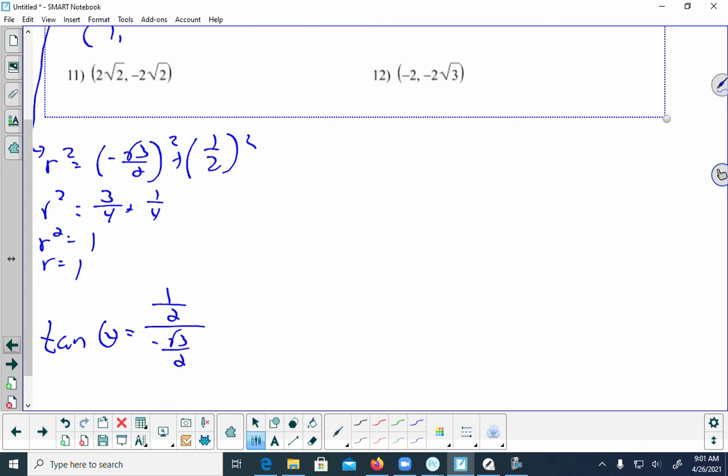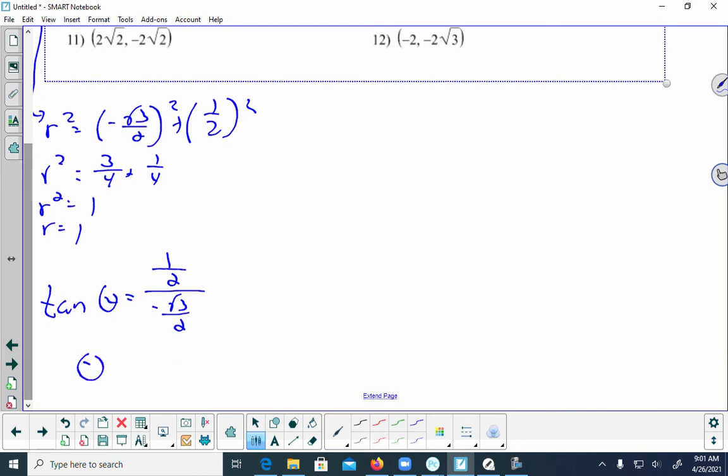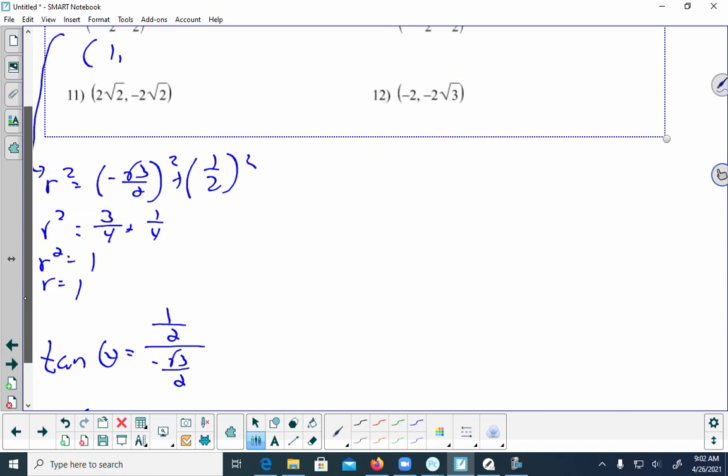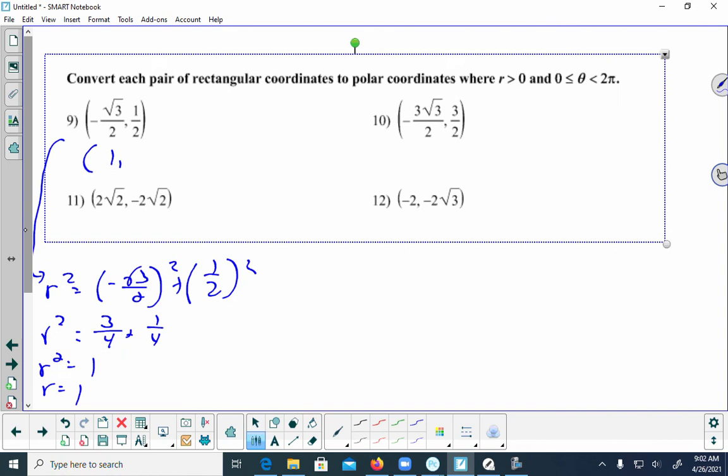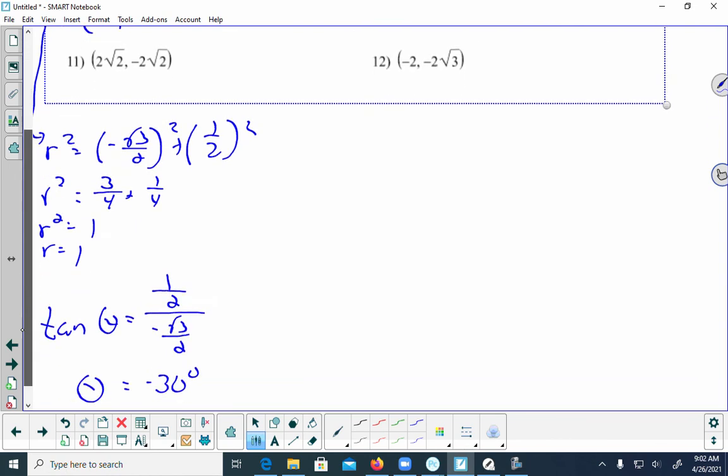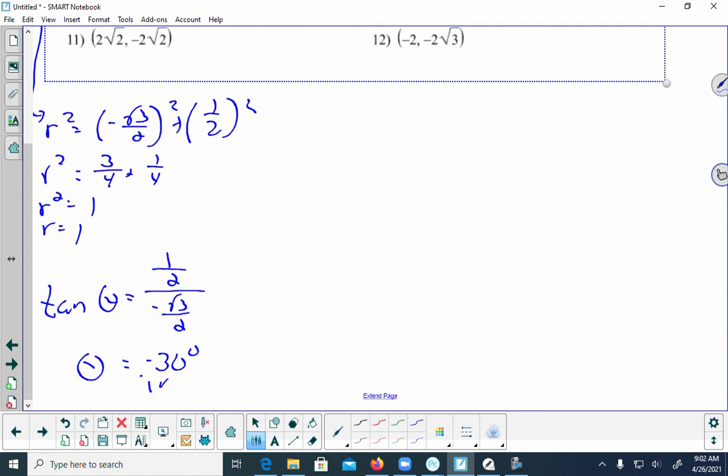When I do this, if I put it in my calculator in degrees, I'm going to get 30 degrees. No, I'm not. I'm going to get negative 30 degrees. That would be right, except this pair, negative x and positive y, puts this in the second quadrant. If I did it in my calculator, I'd get an angle from the fourth quadrant. So in order to put it in the proper quadrant, I'm going to have to add 180 to that.